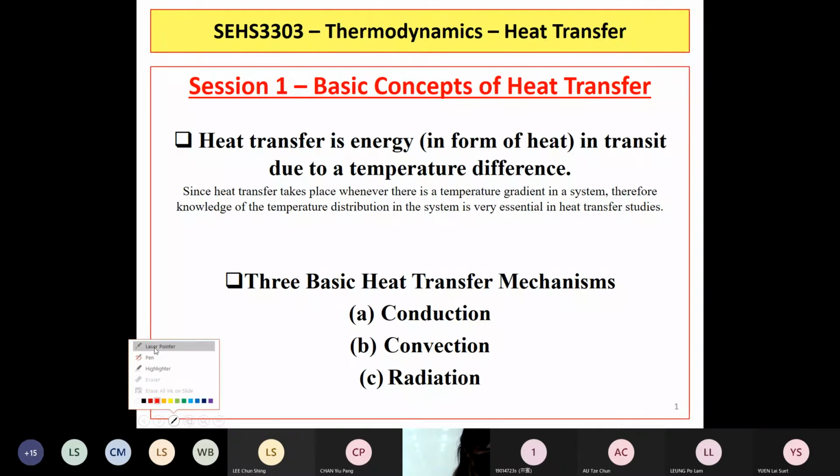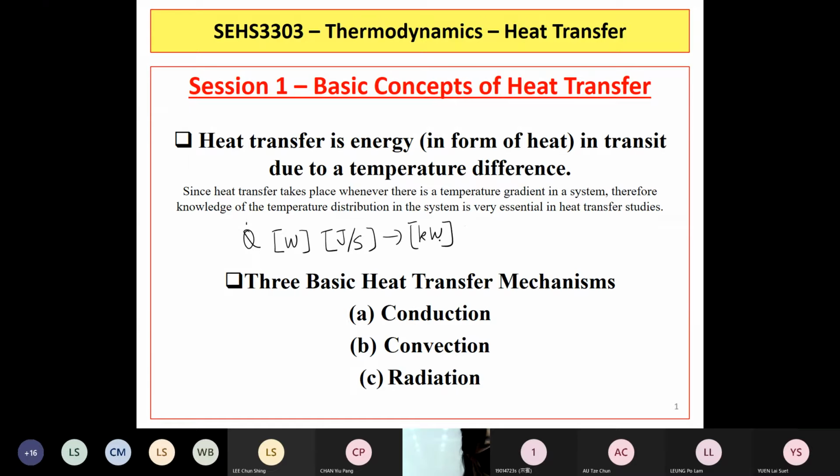In this chapter, we will use Q dot to represent the heat transfer. Actually, it is a heat transfer rate. The unit should be watt or joule per second. Sometimes we may use kilowatt, that should be kilojoule per second. We use this item to denote the heat transfer in this chapter.